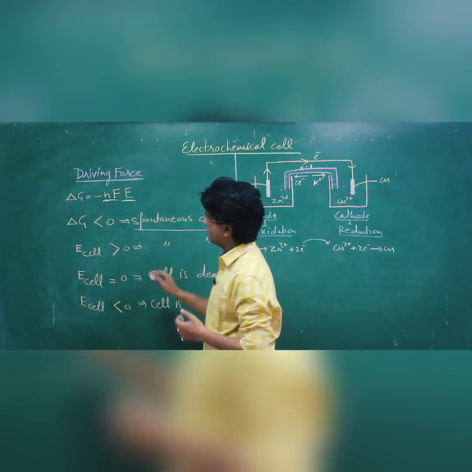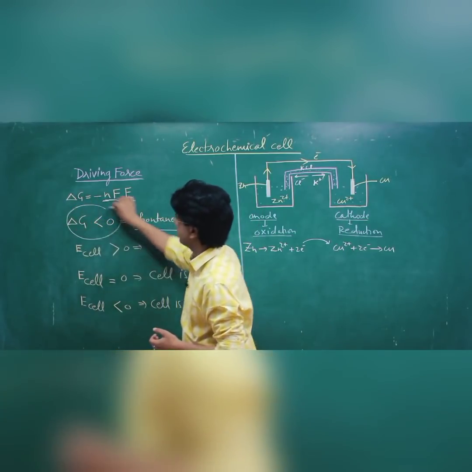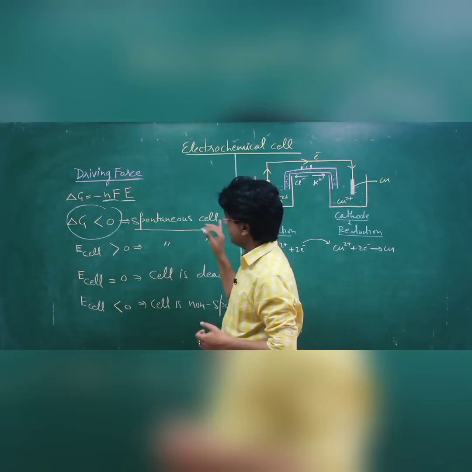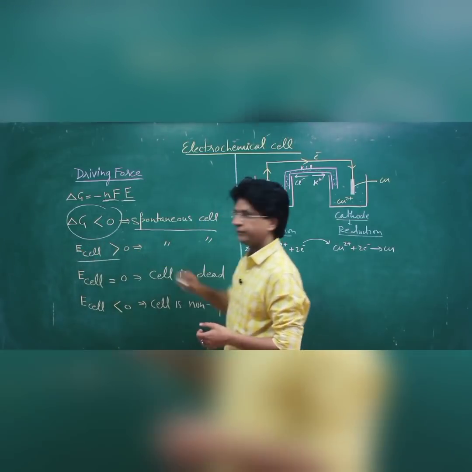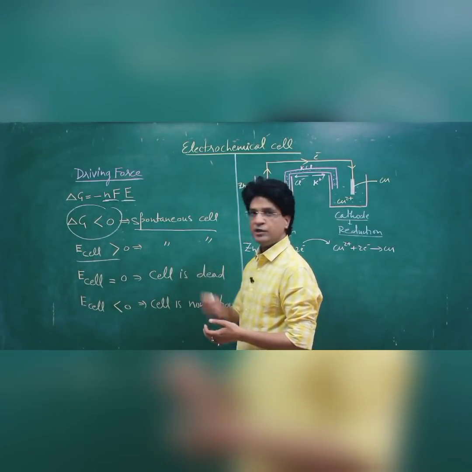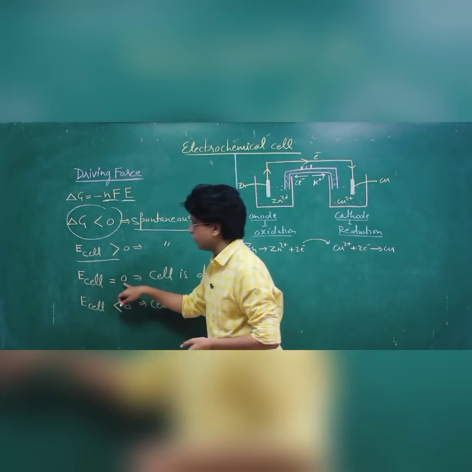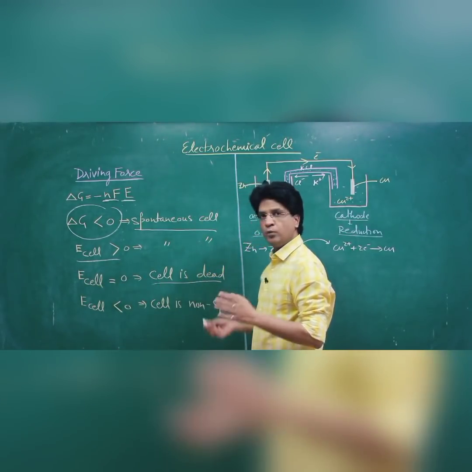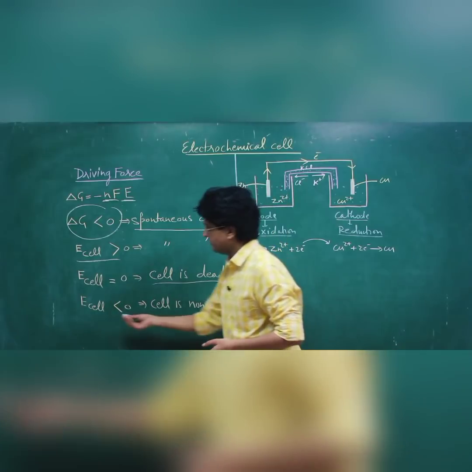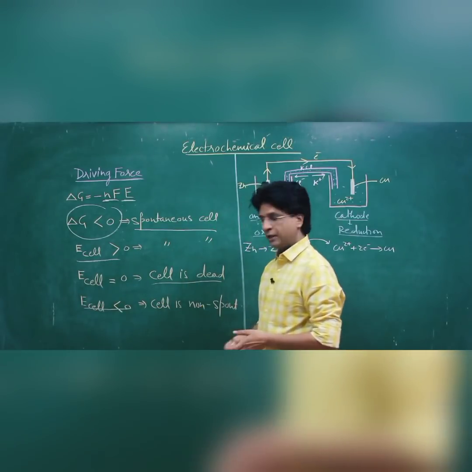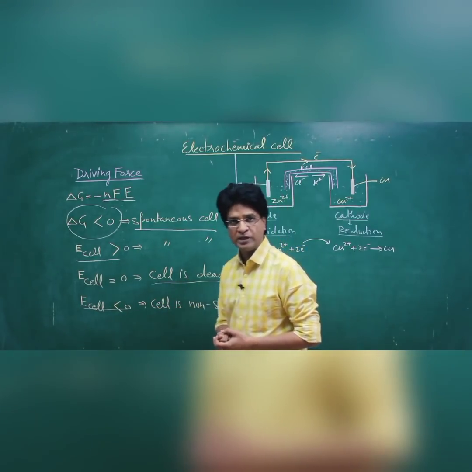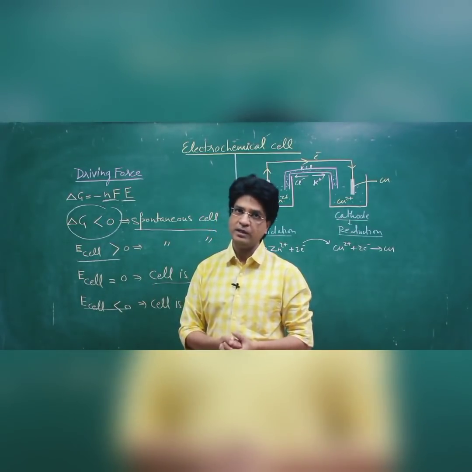So what I am saying is that if you want delta G to be negative, for the cell to work spontaneously, E cell has to be positive. Only then the cell will work spontaneously. E cell equal to 0 means the cell is dead. We have reached equilibrium. If E cell is less than 0, that means the cell is working non-spontaneously. We will not fetch any current from the cell.